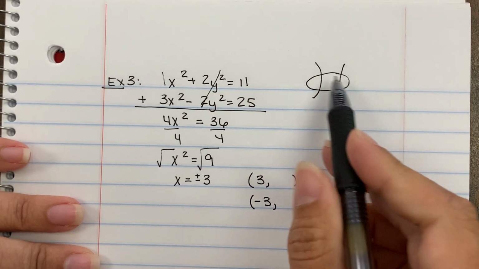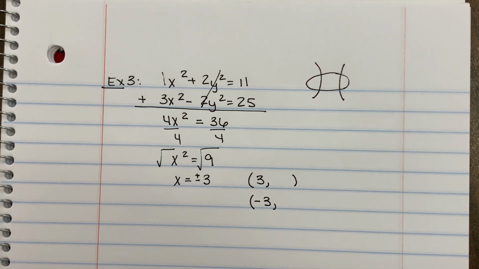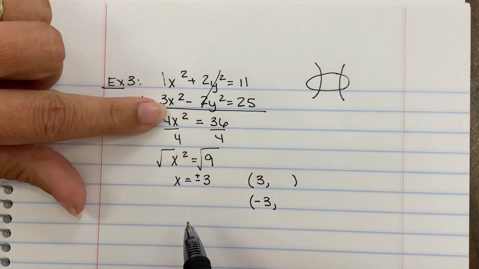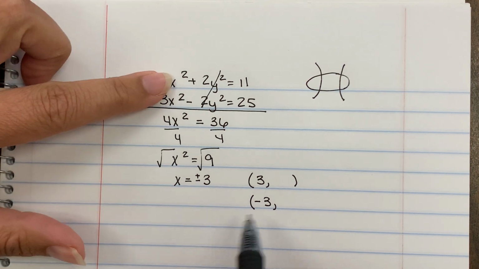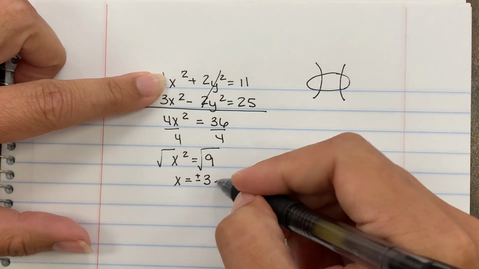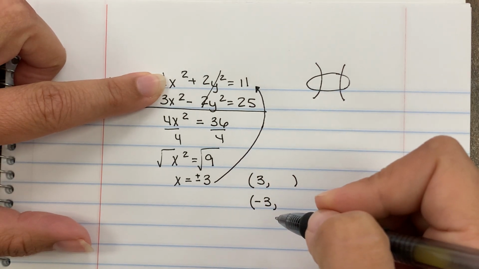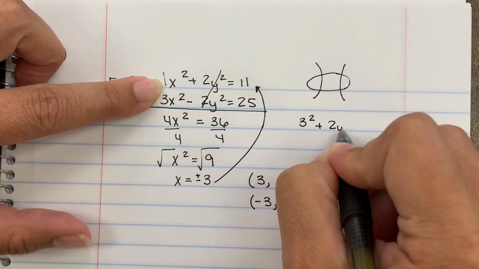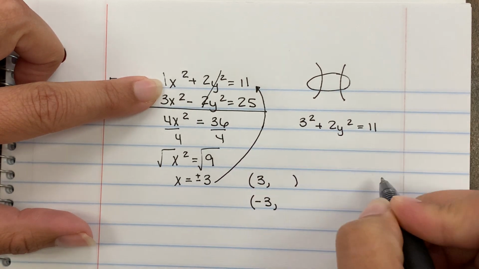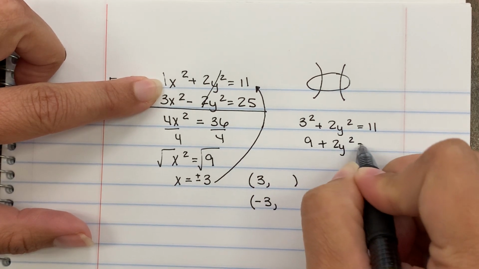But if you look in the picture, it looks like we're going to have 4 solutions, and I'm going to show you why that is in just a second. Take your answer and plug it into either original equation. I'm going to go to this top one, and I'm going to plug in 3 first. So take these and plug it into that top equation in for x. So I've got 3 squared plus 2y squared equals 11. That gives me 9 plus 2y squared equals 11.